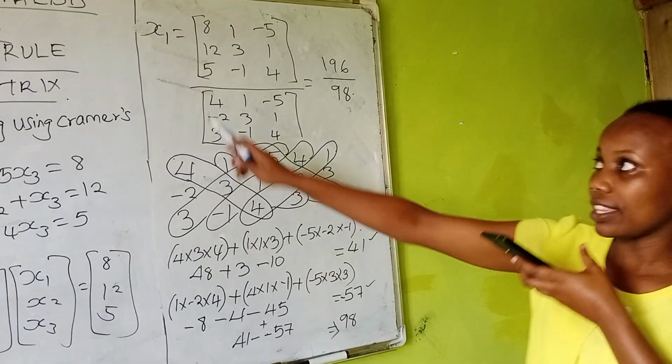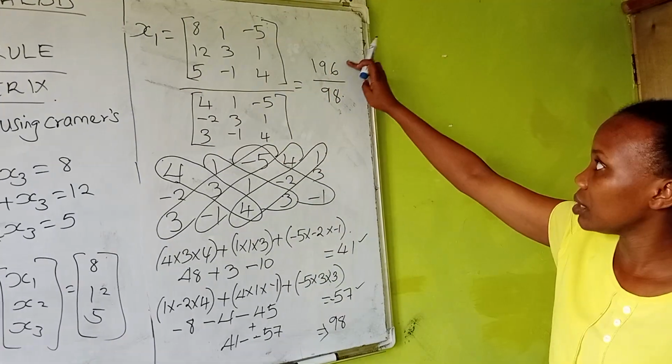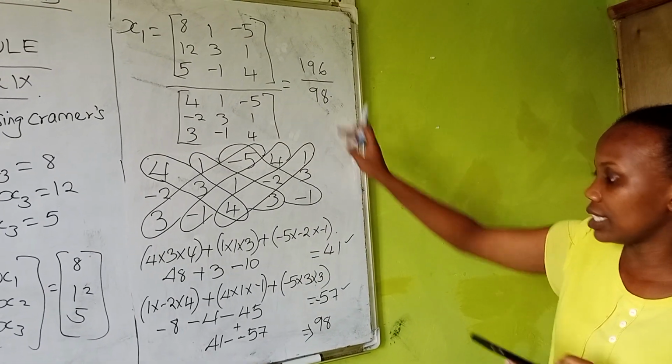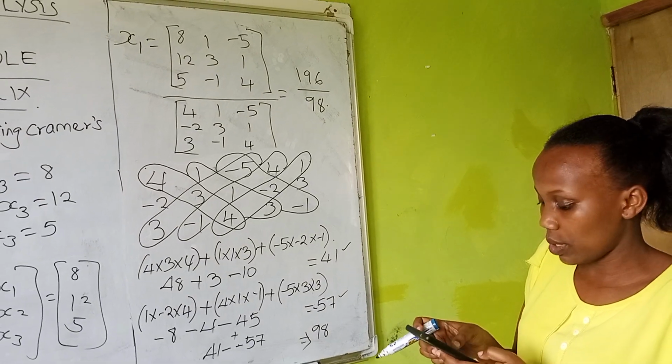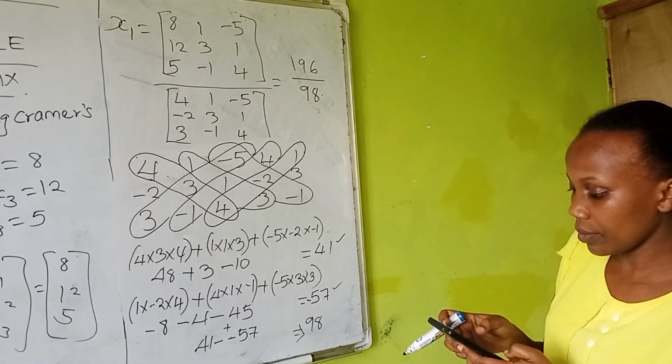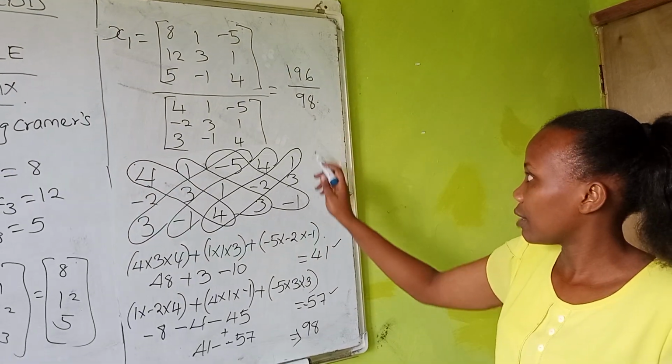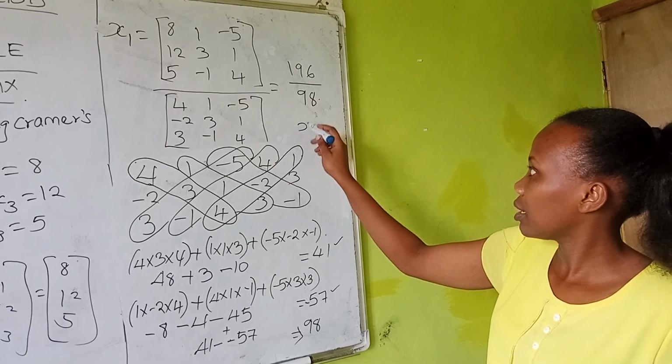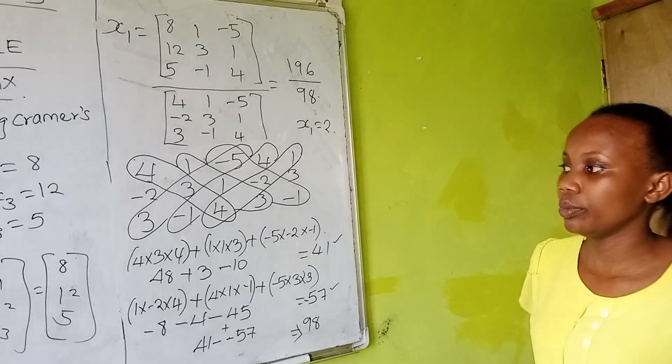If you wanted to find the value of x1, it's going to be 196 divided by 98, which is going to be 2. So the value of x1 is 2.